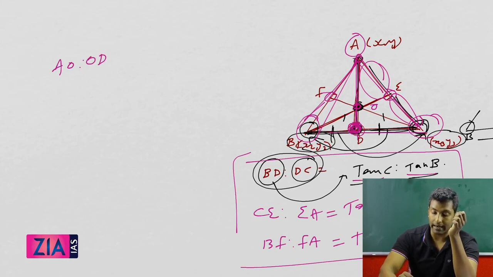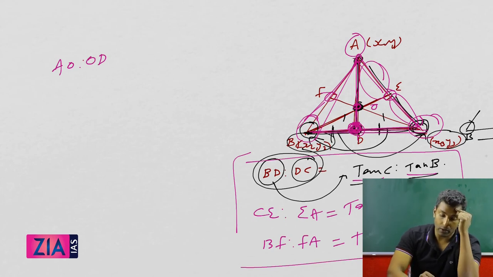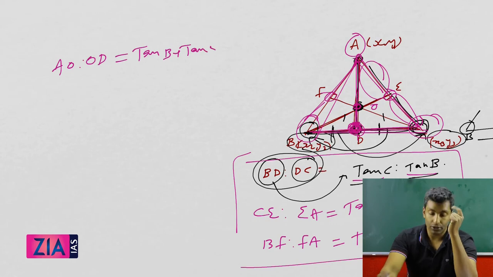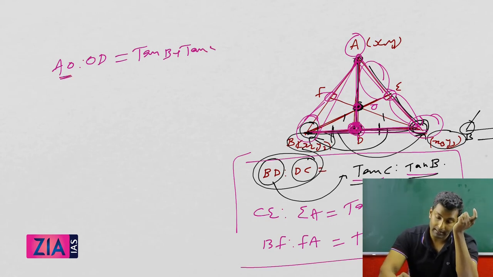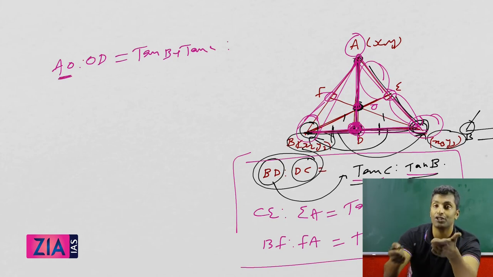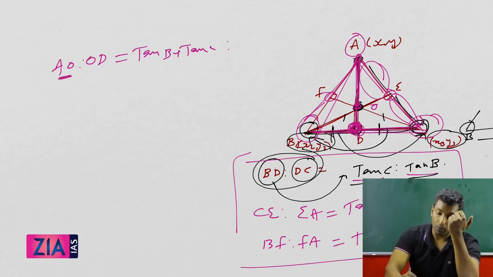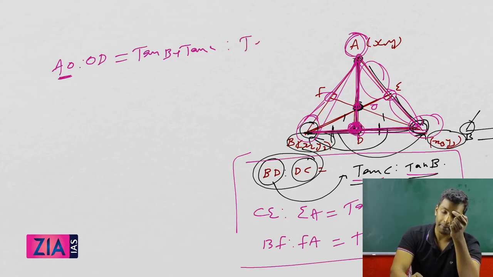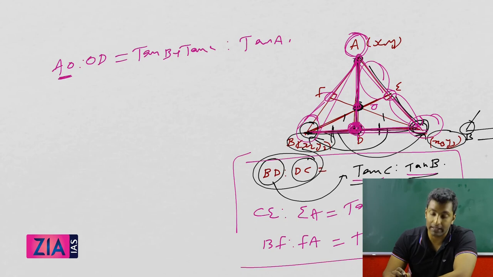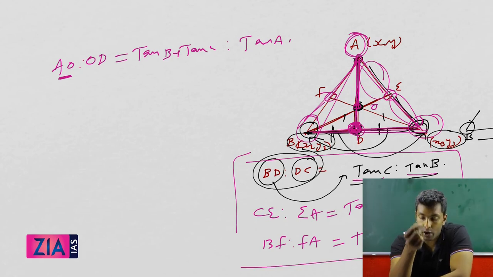So D is on which side? This side, BC, right? So take this one equal to tan B plus tan C. Okay, so that is your AO ratio, is to, now from where you drop that, that is from A, so is to tan A. Like that you need to do everything, right? So I am talking about AO is to OD.